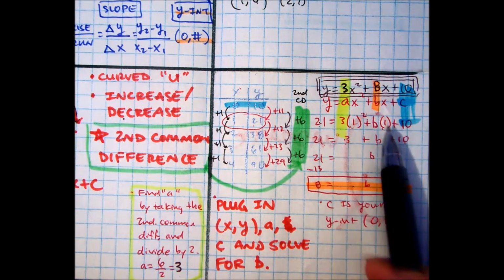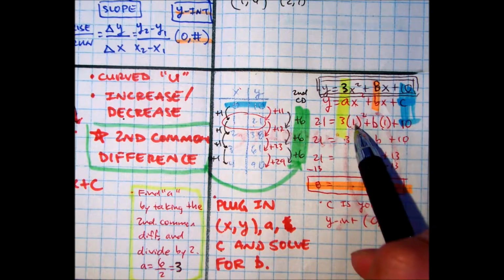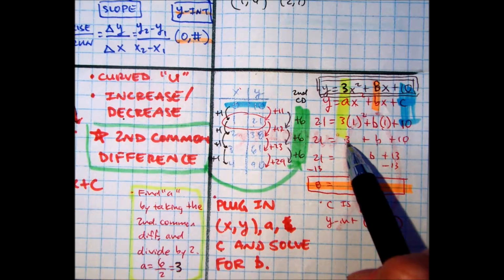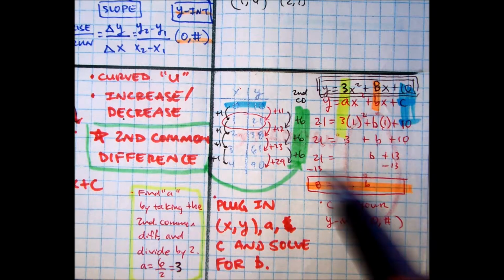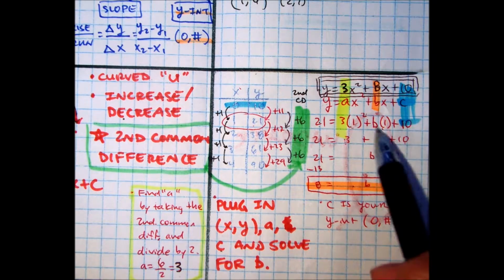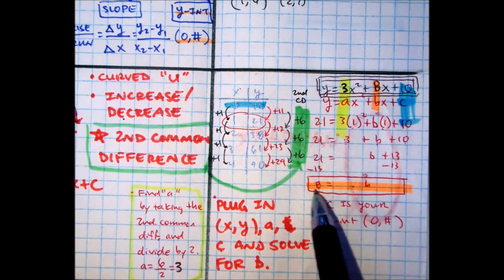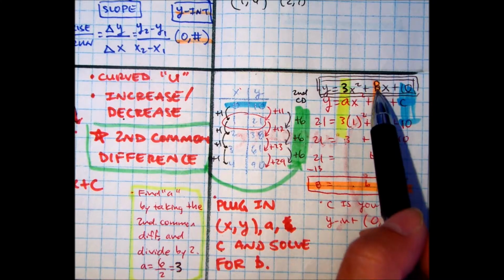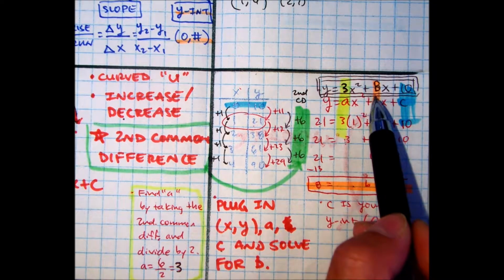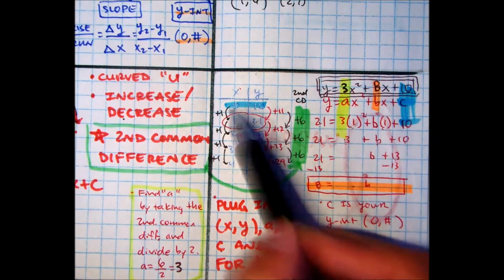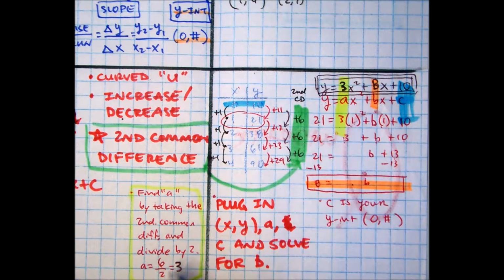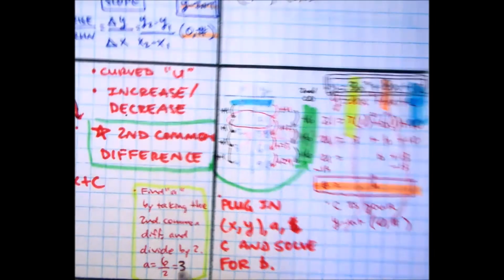Here we're just going to solve for B, so this would be 1 squared, which is 1. 1 times 3 is 3. 3 plus 10 is 13. Subtract 13 from both sides. That's just B or 1B. B is equal to 8. So 8 is my B value that we just solved. My Y-intercept is 10 from 0, 10, and my A value is 3 by taking half of the second common difference.